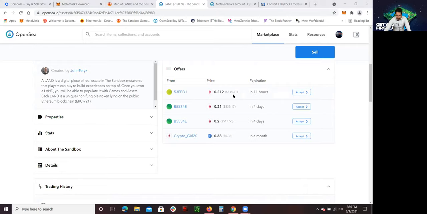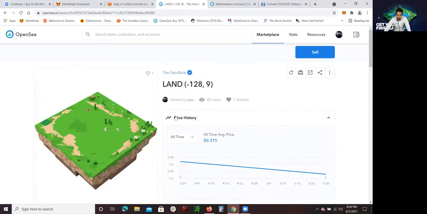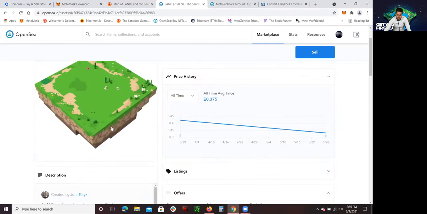There are some bids out there. You have these bids right here from some people. If I want to sell it for 0.212, all I have to do is click accept and go through the process, and I could sell it back to them. Of course, I'm not going to accept 0.212. I'm going to hold this for the long term, guys. For me, this is a long-term asset. So I'm not planning on selling anytime soon, and if anything, I'm planning to buy even more.